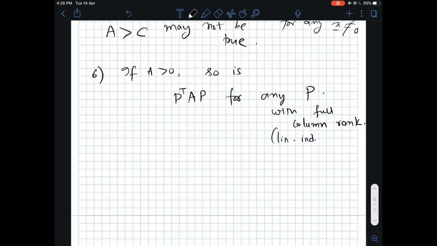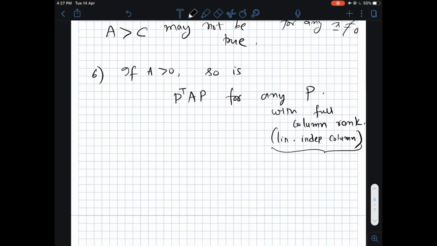Okay, or any P with linearly independent columns. Full column rank essentially means linearly independent columns. If A is bigger than 0, then so is P transpose AP, and there is no restriction on the size of P. P could be a skinny matrix as well. Of course, P can't be fat the way I have written it, because if it is fat, then it cannot have linearly independent columns. So P is either square or skinny in this context.